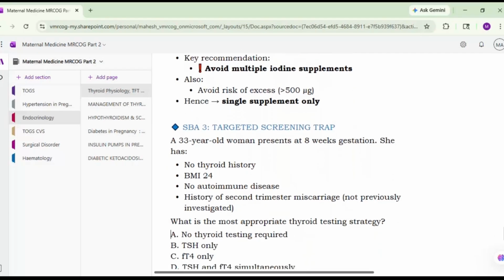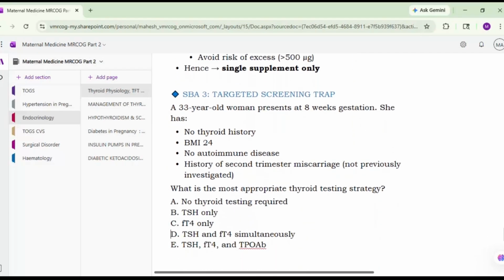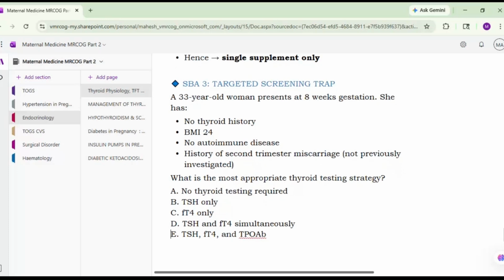Okay, next. A 33-year-old woman presents at 8 weeks of gestation. She has no thyroid history, BMI is 24, no autoimmune disease, and there is a history of second trimester miscarriage not previously investigated. What is the most appropriate thyroid testing strategy? A. No thyroid testing is required. B. TSH only. C. Free T4 only. D. TSH and free T4 simultaneously. E. TSH, free T4 and TPO antibody.